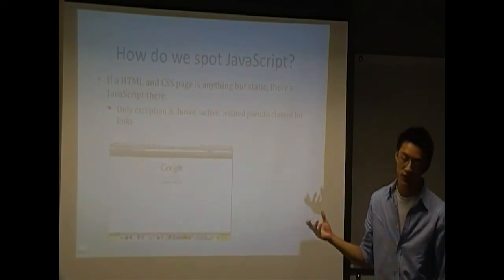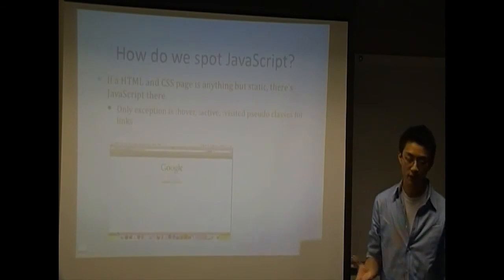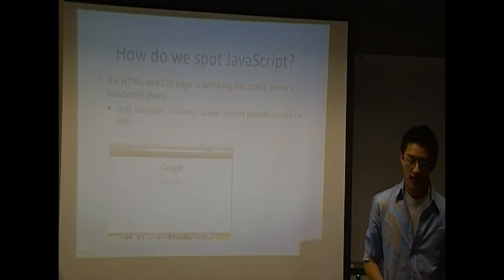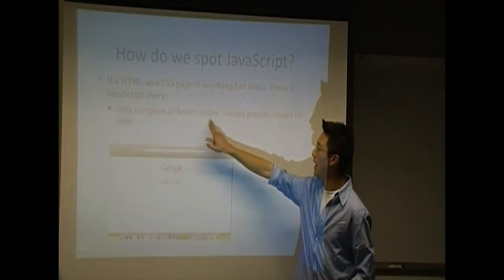So how do you spot JavaScript, or how do you know something is using JavaScript? Basically, if the page is moving after it's been loaded, it's using JavaScript, if it's not using something like Flash. The exceptions to that that we've seen are just hover, active, and visited.